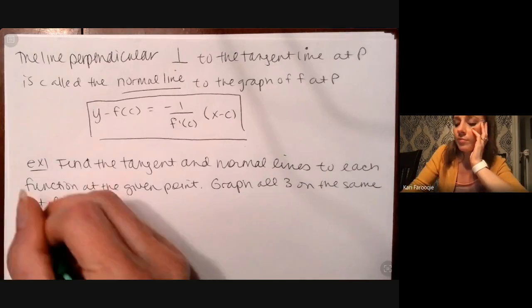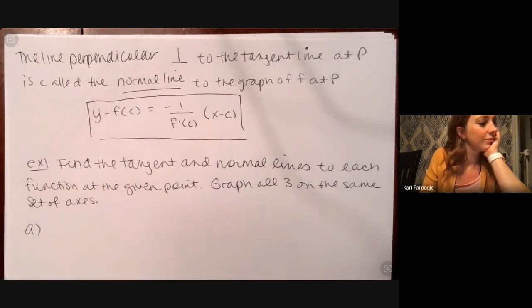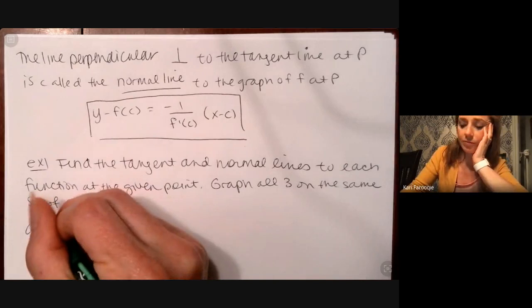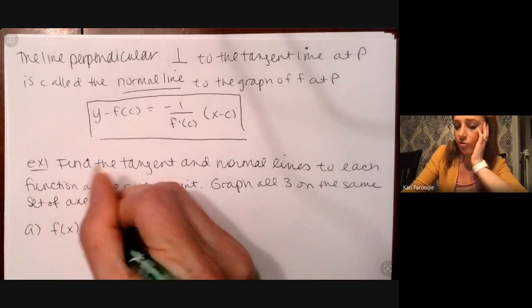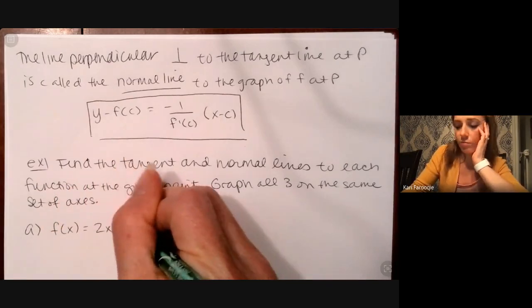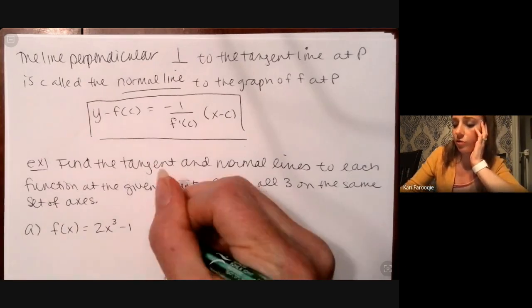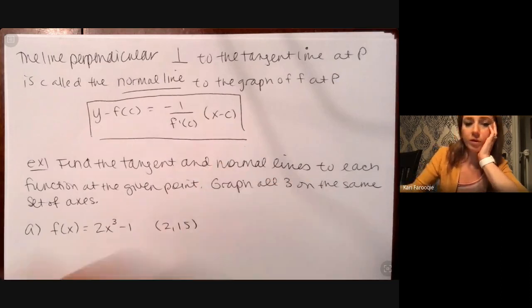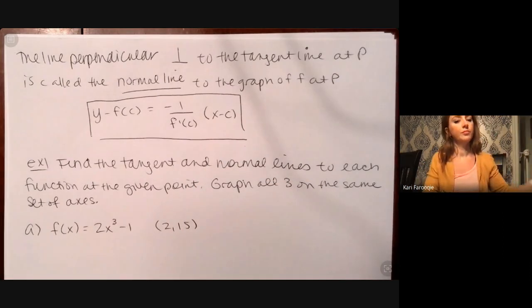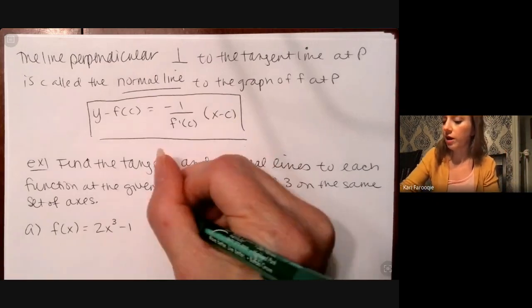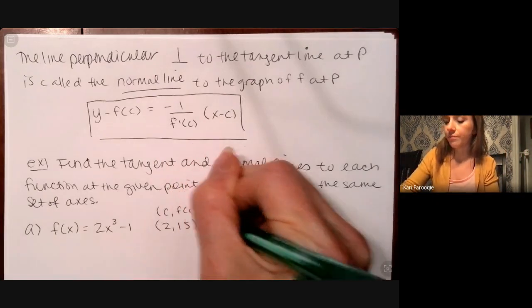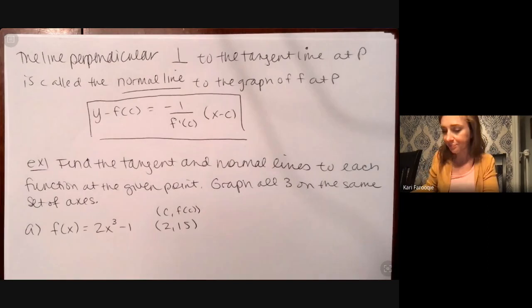Example A. f of x equals 2x cubed minus 1. And we're going to look at this at the point (2, 15). Now, when I give you (2, 15), that is your point c, f of c, just so that we're all clear on that.